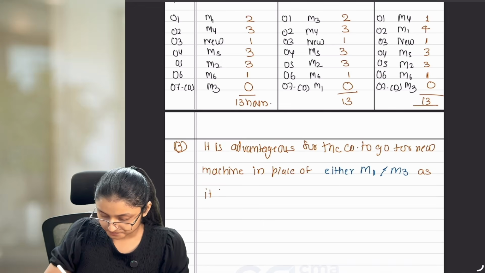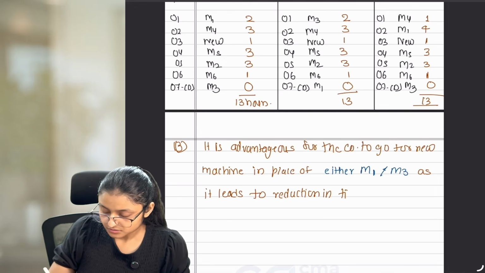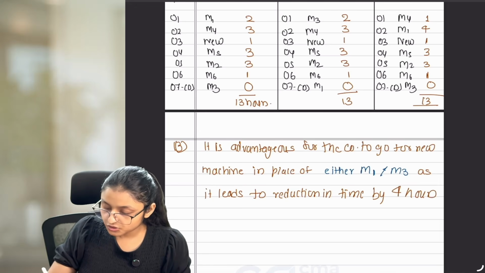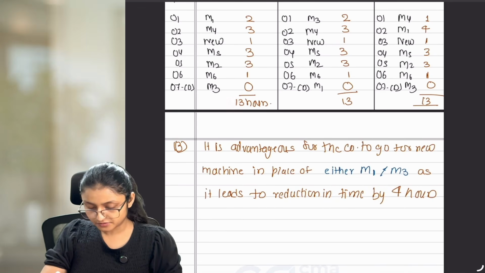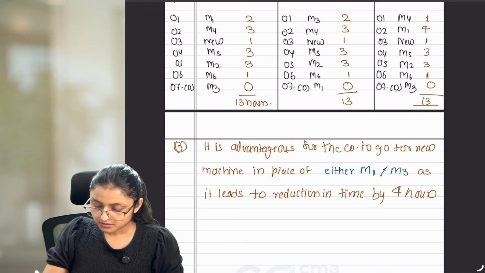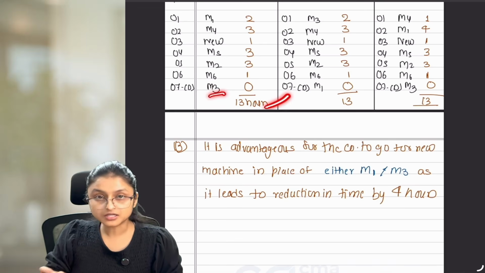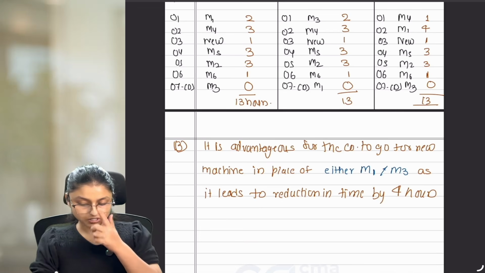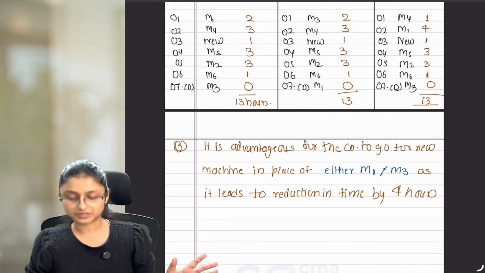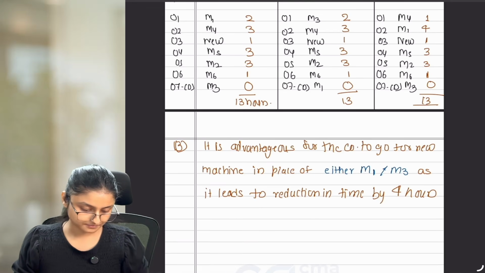It is advantageous for the company to go for new machine in place of either M1 or M3 as it leads to reduction in time by 4 hours. Now, why M1 or M3? Any of these machine can happen because we have both the alternatives. If you remove M3, then also we can have this 13 hours. If you remove M1, then also we can have this 13 hours. So you can remove M1 or M3, either of the one. Okay. Done.